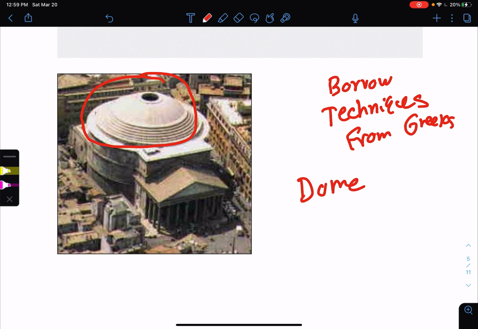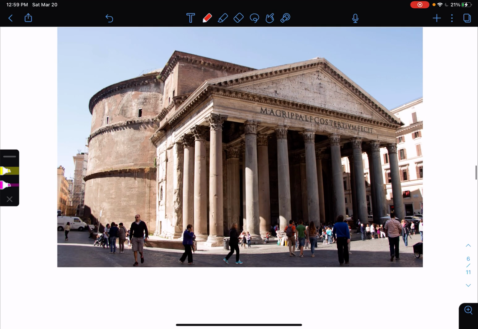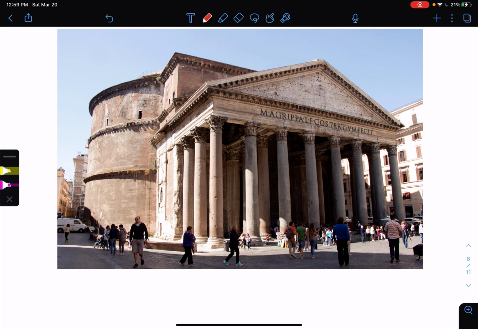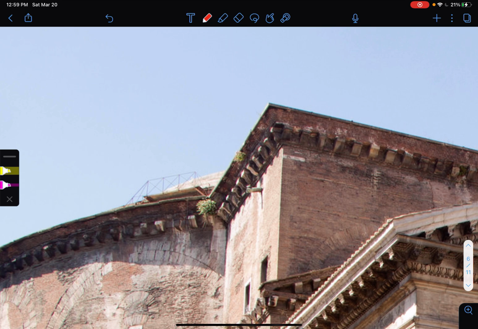Okay, this is called the Pantheon. I was there some time ago. It's an amazing building. This dome was actually one of the largest domes in history without having metal. It doesn't have any metal in it. It's all made out of concrete. Okay, so that's what it looks like from the top. And this is what it looks like from ground level. So the dome is up here somewhere. You can see the very top up there.